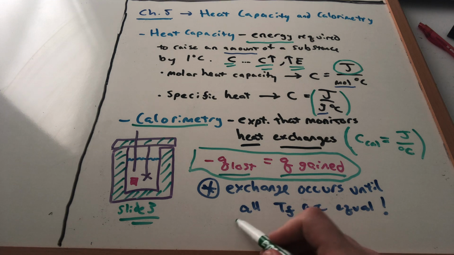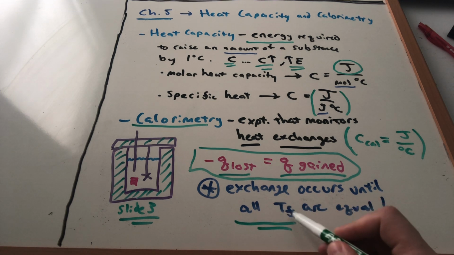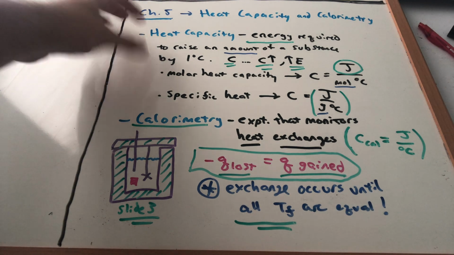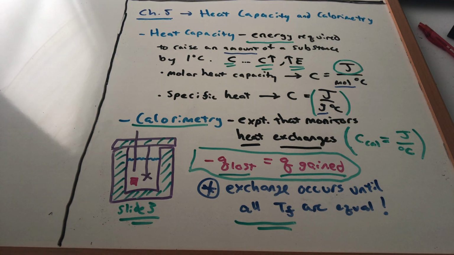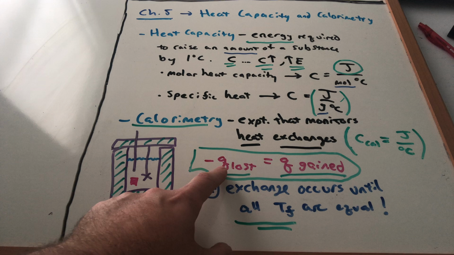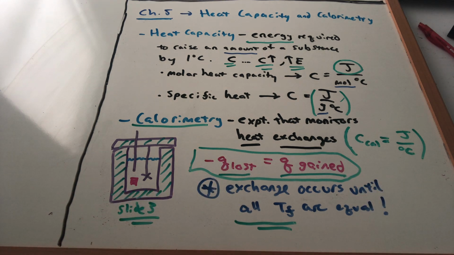Heat flows until all the final temperatures are equal, so T sub F stands for final temperature. Often a problem looks like, hey, something has a heat capacity. I put it inside a calorimeter. That heat capacity is going to allow me to figure out energy. Well, the energy lost in the form of heat is equal but opposite in sign to the energy that's gained in the form of heat.